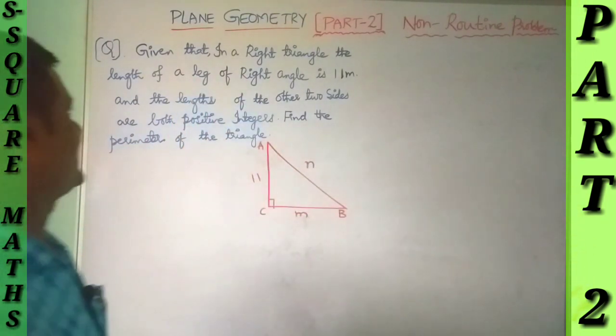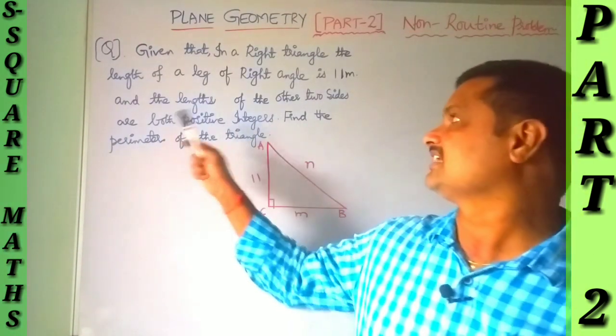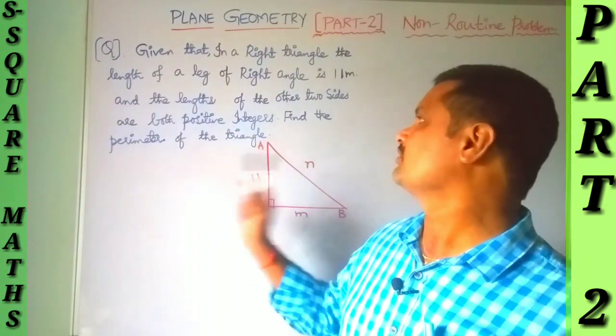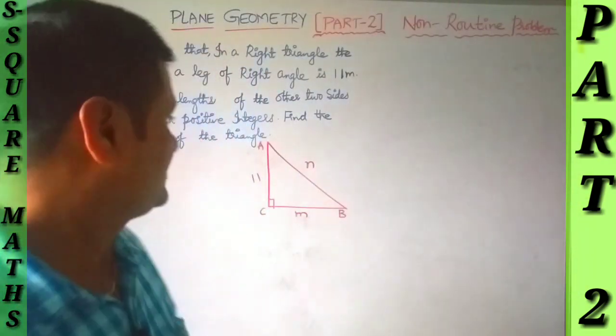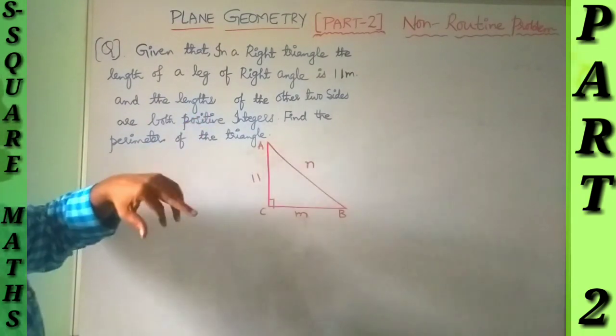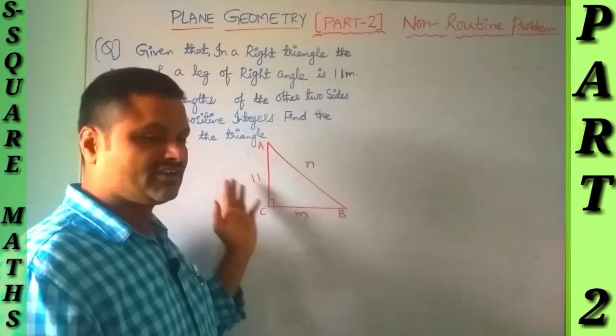Given that in a right triangle the length of a leg of the right angle is 11 meters and the lengths of the other two sides are both positive integers, find the perimeter of the triangle. So they have given in a right angle triangle only one measurement. They have given one of the legs.